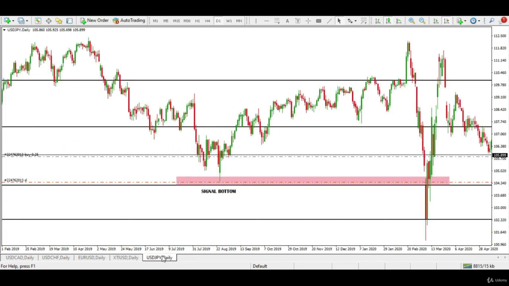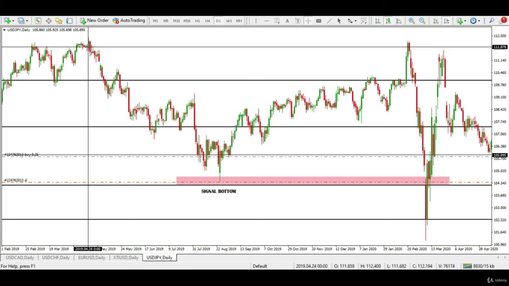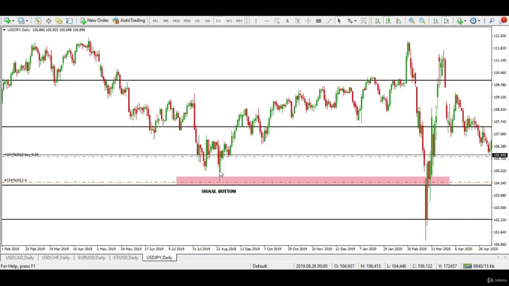Guys, the final example is of US dollar and Japanese yen. The criteria remains the same to test the strength of this signal bottom as I show you here. Please remember that a signal bottom or a signal top which is not associated to clear market trend is not as effective when compared to those associated to clear market trends.